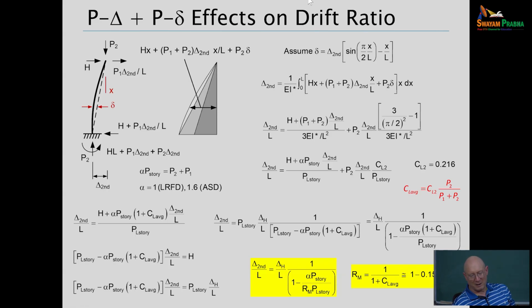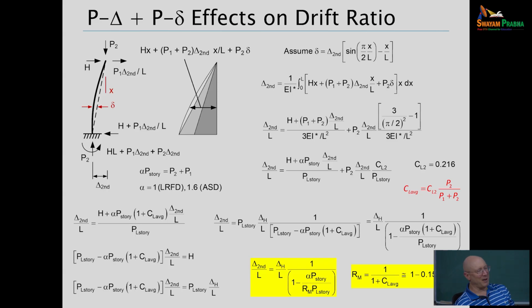And so in this case, my PMF would be P2, my P story would be P1 plus P2 in this simple example. But generally, we would basically get those two items. Total vertical load is P story, supported by the story. Total vertical load supported by moment frame columns, that's PMF. And so if everything in the story is a moment frame column, PMF is equal to P story, or vice versa. You get 1 minus 0.15, R sub M is 0.85, which is a rough approximation of the worst you get.